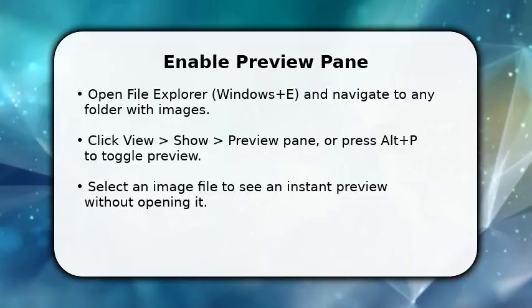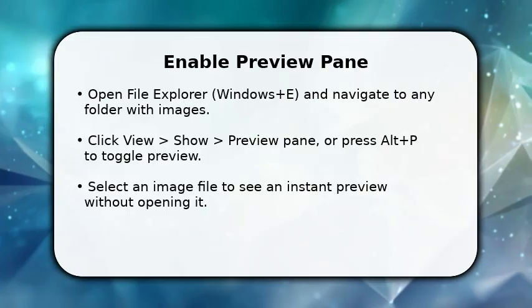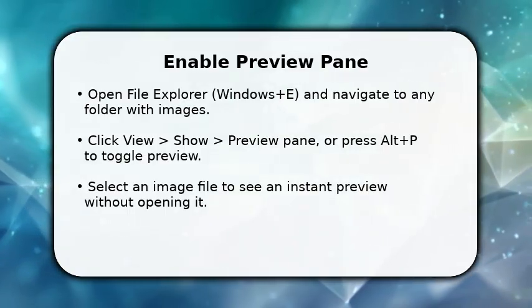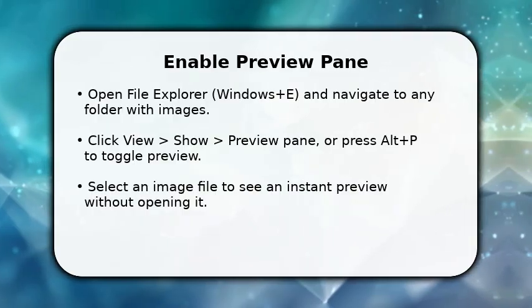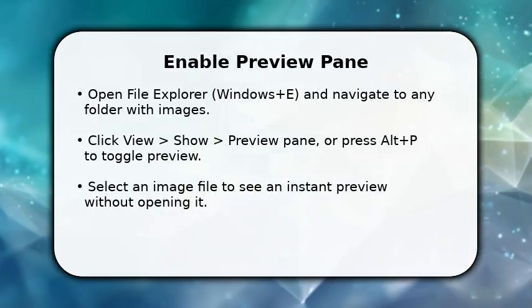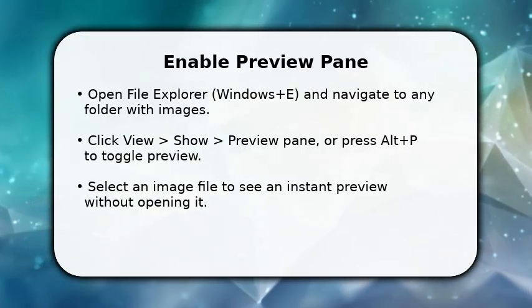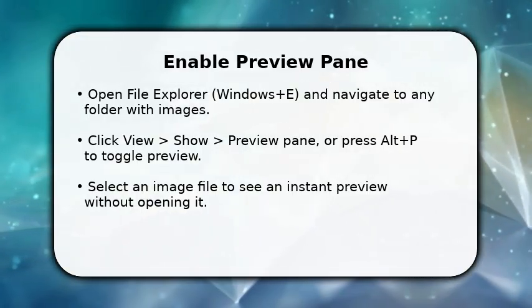Enjoy the video. You'll start by turning on the preview pane so you can see images immediately. Open File Explorer with Windows plus E and go to a folder that contains pictures. Once there, click View, choose Show, then select Preview pane, or just press Alt plus P for a quicker toggle.